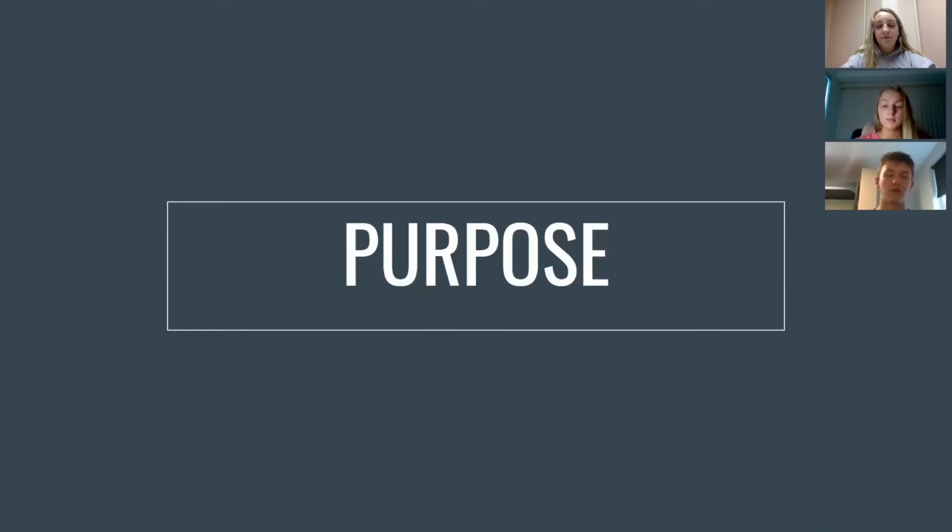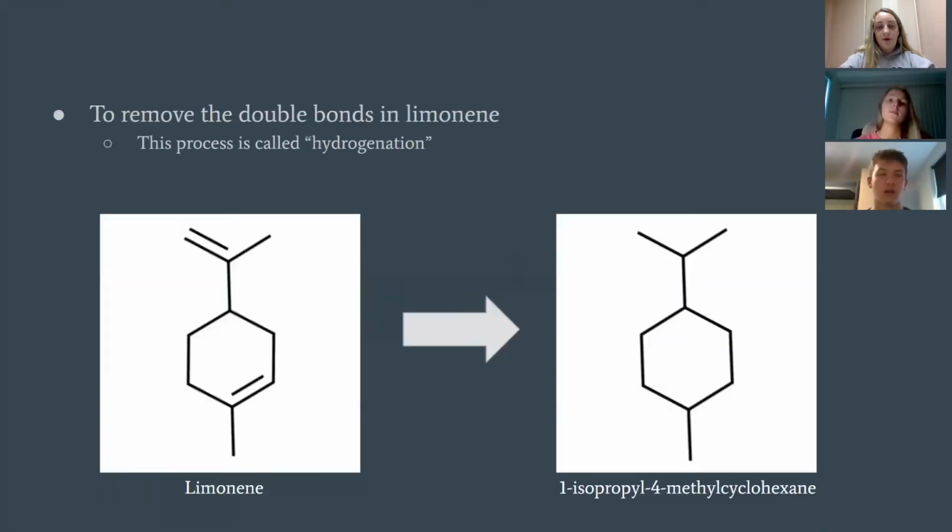Moving forward to our purpose, we want to remove the double bonds in limonene. This process is called hydrogenation. As you can see, there is a double bond on the isopropyl group and inside the cyclohexane. We want to transform this molecule into 1-isopropyl-4-methylcyclohexane.